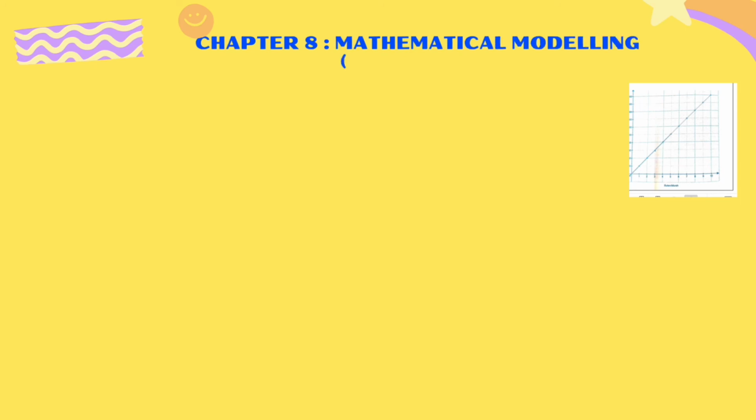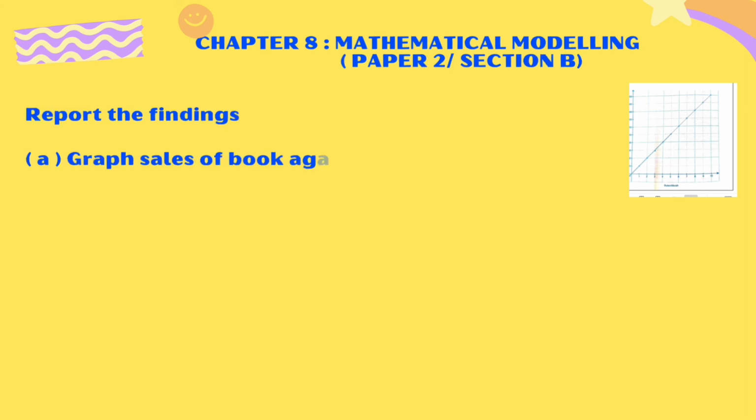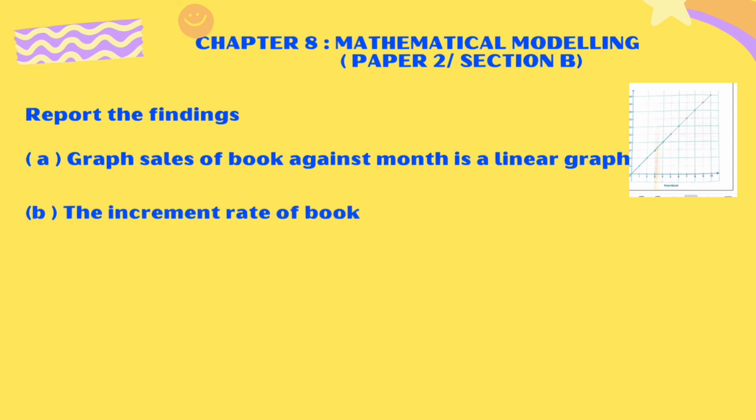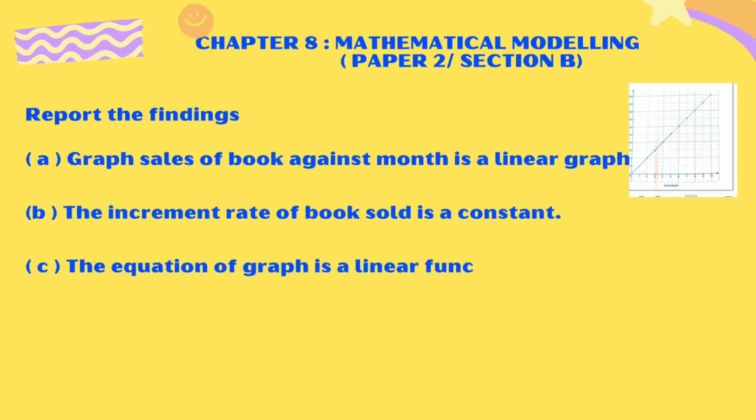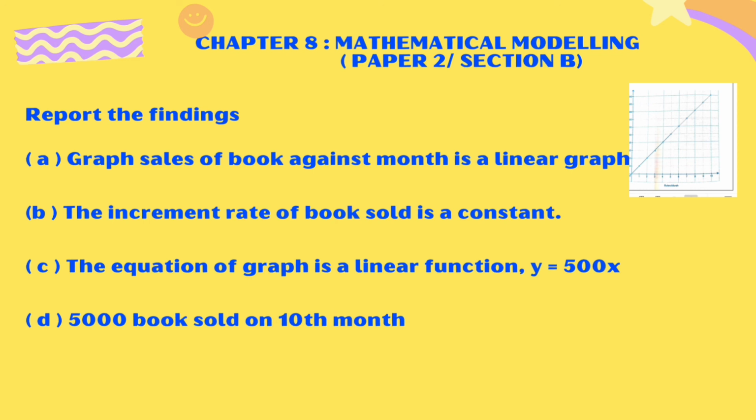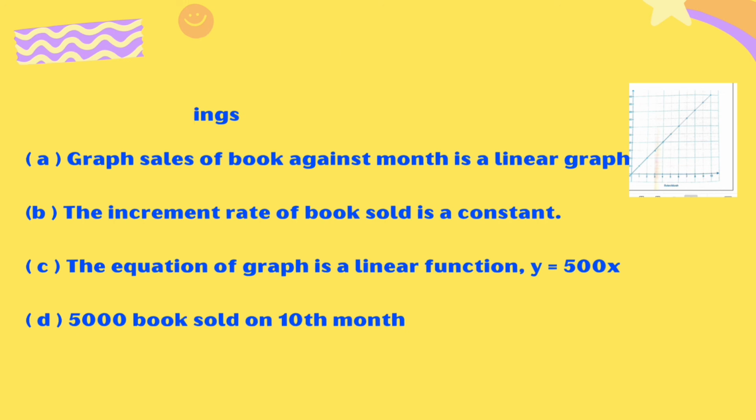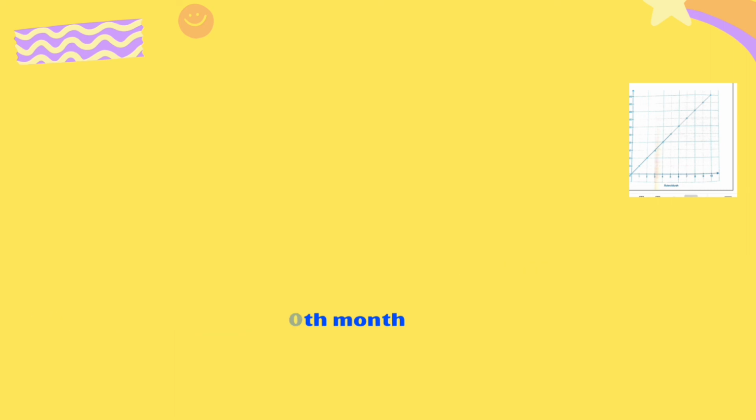The next step is we will report the findings. The graph of sales of books against month is a linear graph. The increment rate of books sold is constant. The equation of the graph is a linear function, y equals 500x, and 5,000 books are sold in the 10th month. That's all about solving problems for mathematical modeling.